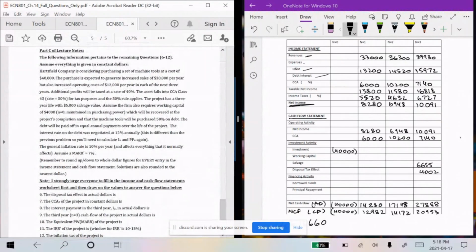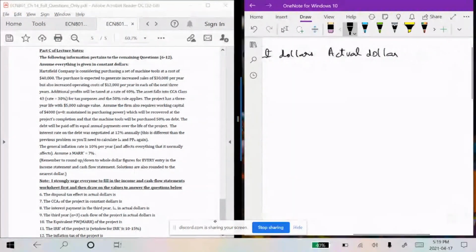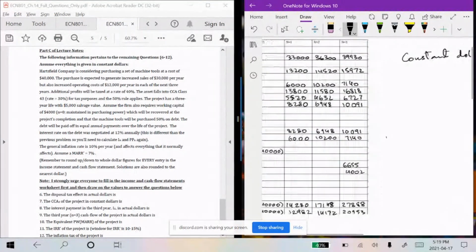Okay. So, and then debt interest, and what you do is first you calculate the revenues. How this works is for inflation, there's 2 things that we need. One is the constant dollars and one is the actual dollars. So the actual dollars already account for the inflation, whereas the constant dollars do not have the inflation in them.